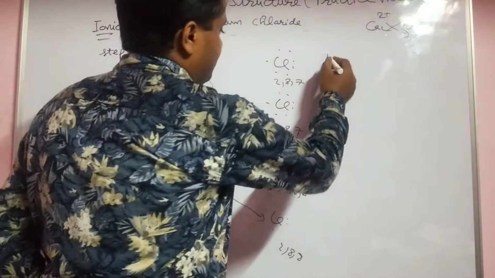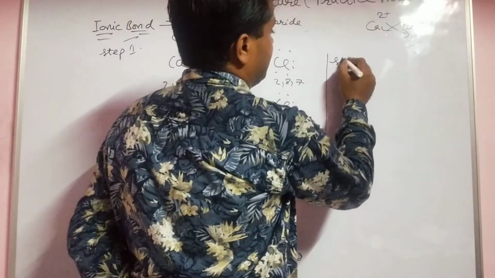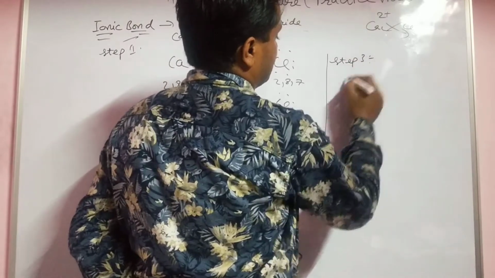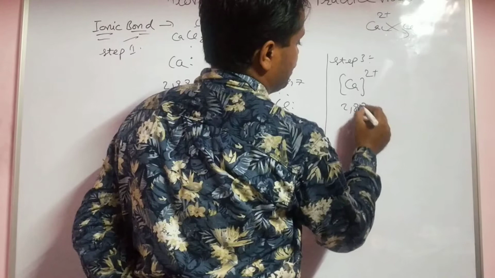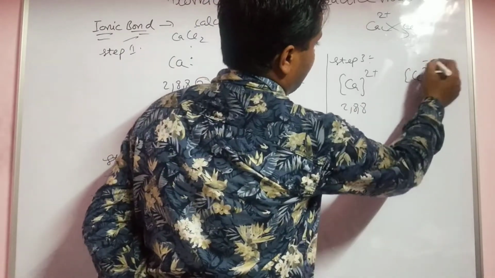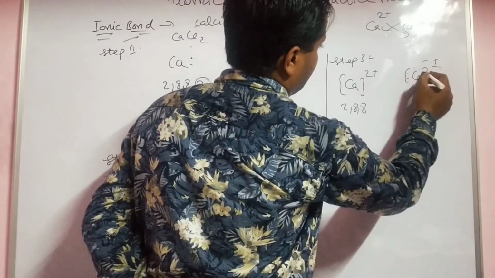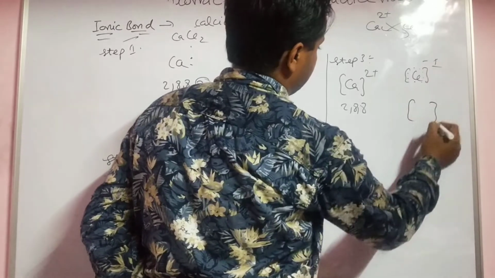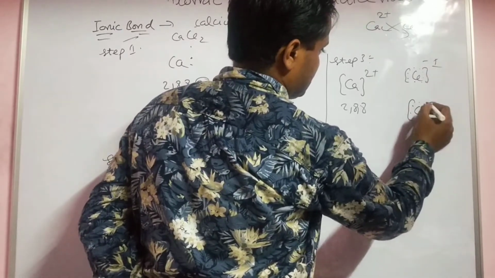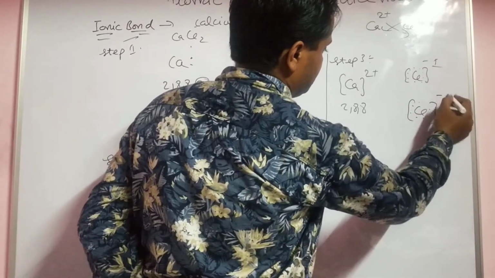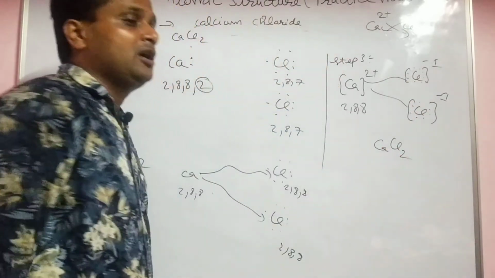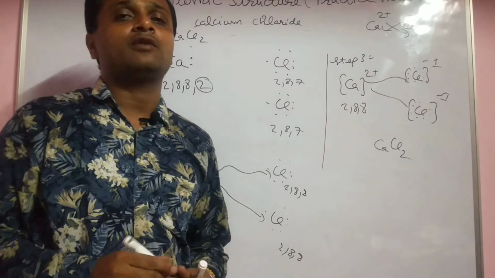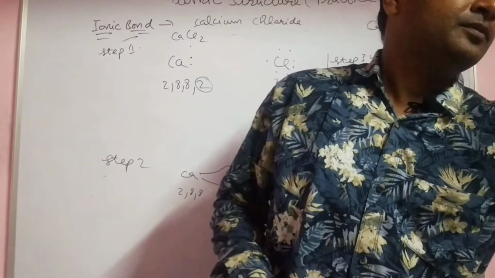And third step. Calcium becomes 2 positive charge, 2 8 8 stable. Chlorine also becomes 1 negative charge, 8 electrons complete. This chlorine is also the same. Due to positive-negative attraction it forms calcium chloride. Now we discuss the structure of magnesium chloride.